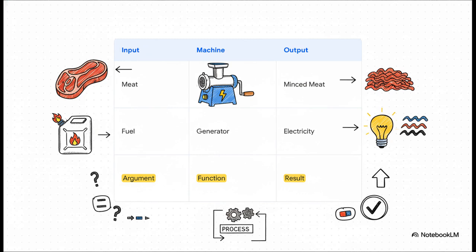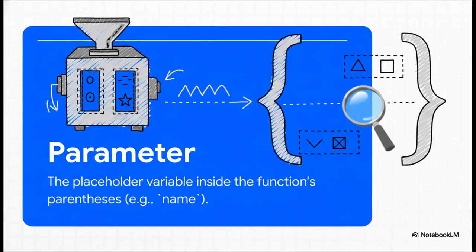You put meat in, you get minced meat out. A generator, you put fuel in, you get electricity out. Well, our functions work the exact same way. You can give them some data, they'll process it, and they'll produce a result. The way we tell our function machine what kind of input to expect is with a parameter. It's just a placeholder variable that you put inside the parentheses when you're defining the function. It's like a labeled slot on the machine waiting for you to put something in it.